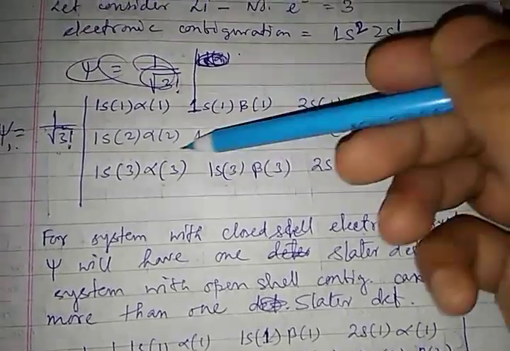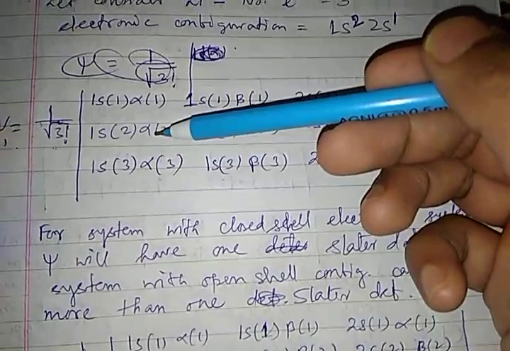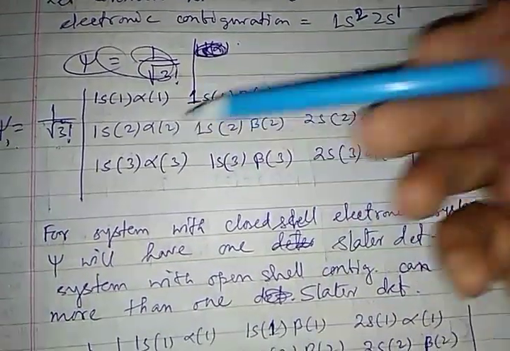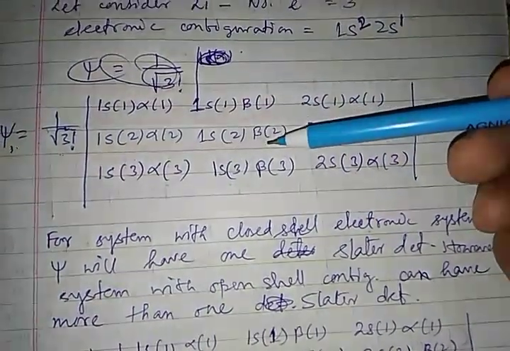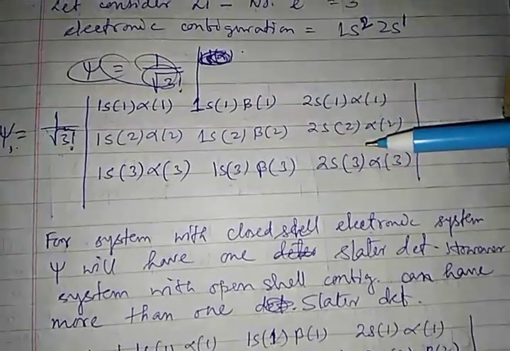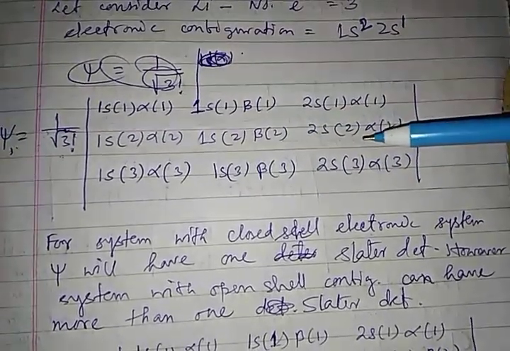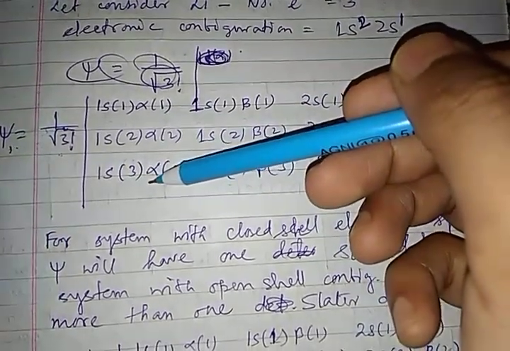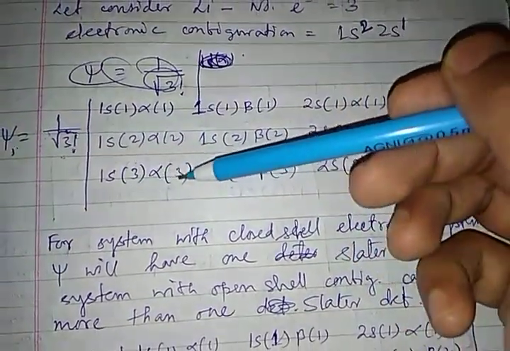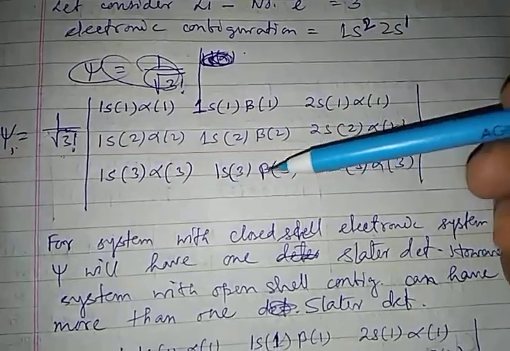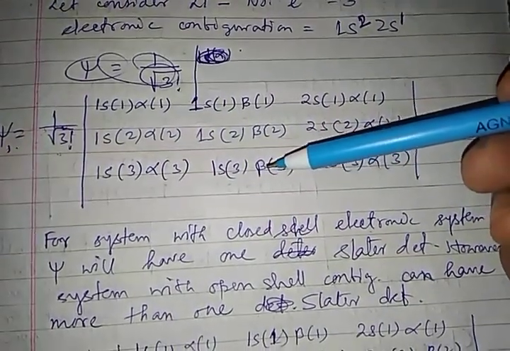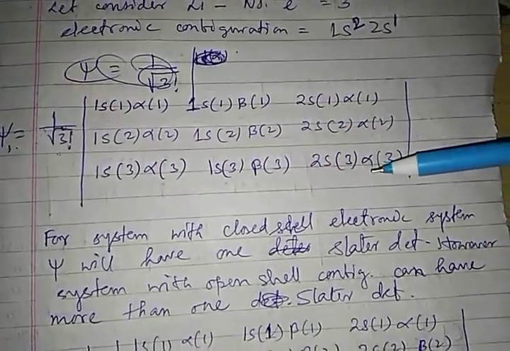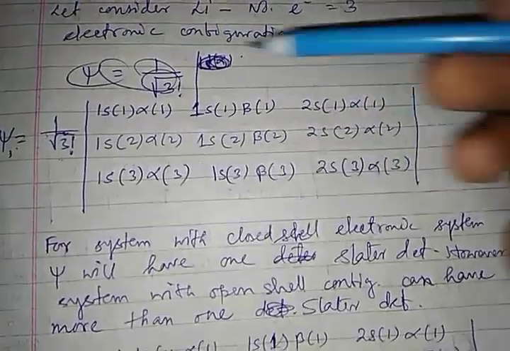Similarly, the second electron can have alpha spin in the 1s orbital, beta spin in the 1s orbital. Again it can have alpha spin in the 2s orbital. Similarly, the third electron can have the 1s orbital with alpha spin, the 1s orbital with beta spin, and the 2s orbital with alpha spin. That is one combination.